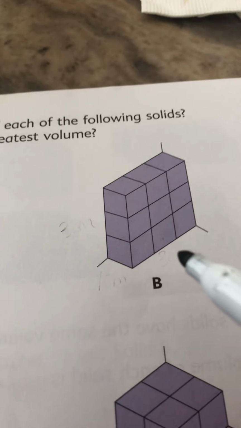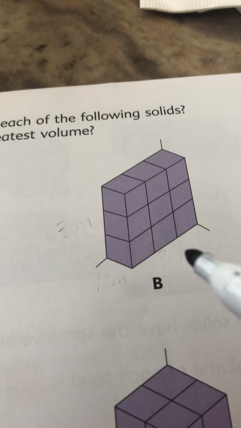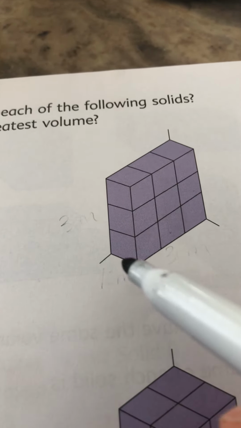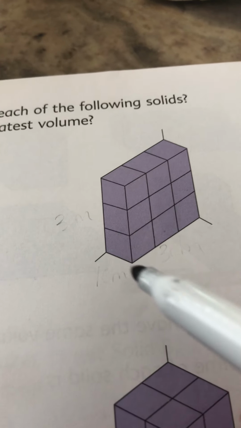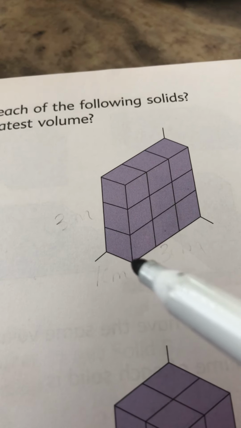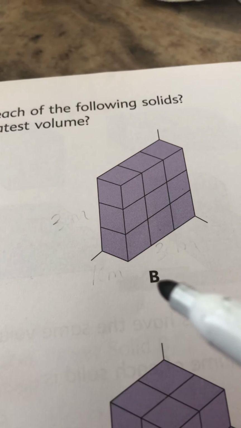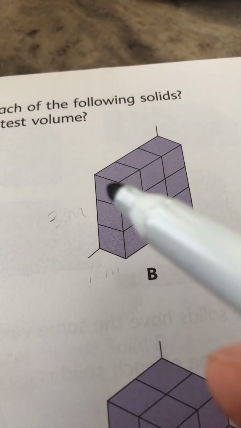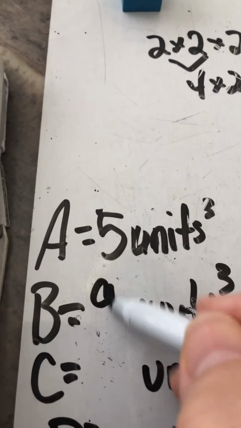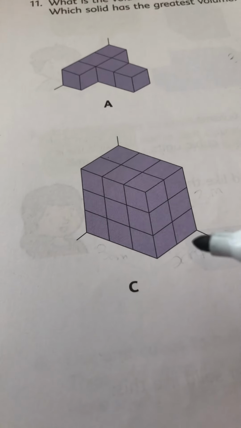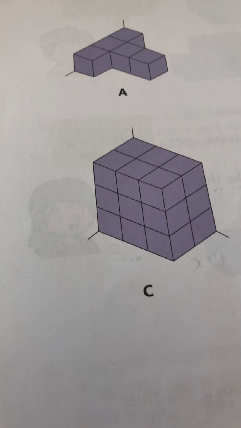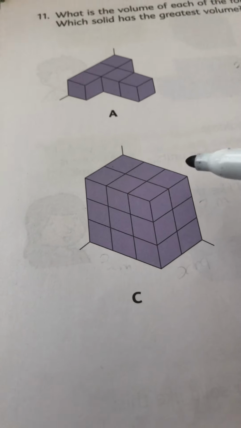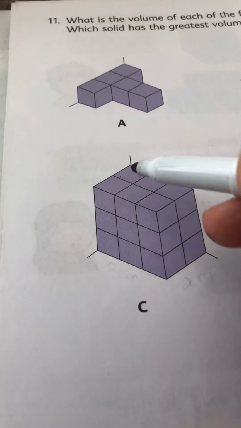Okay, what about B? B, we could actually use the length times width times height. My length is 3, my width is 1, 3 times 1 is 3, my height is 1, 2, 3, 3 times 3 is 9. Let's count the blocks and check that. 1, 2, 3, 4, 5, 6, 7, 8, 9. So B is 9 units cubed. What about C? We could also do that mathematical equation for C, but let's count it first. 1, 2, 3, 4, 5, 6.